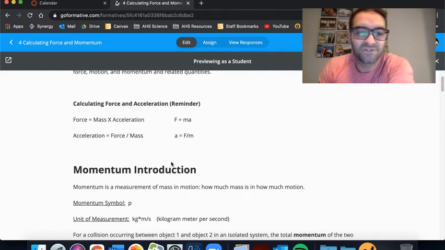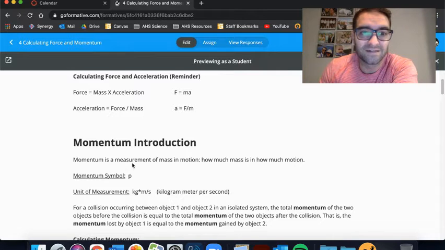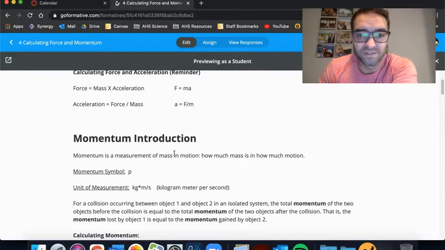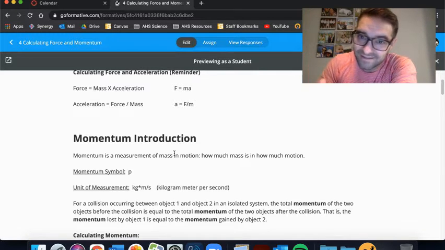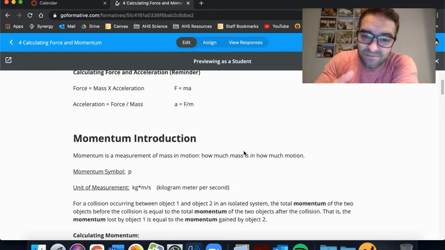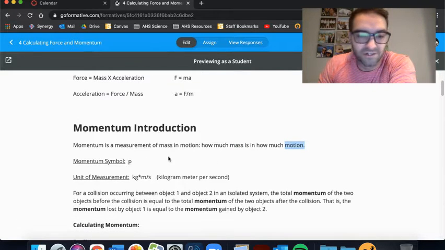So then a little bit of an introduction to momentum. So momentum is the measurement of mass in motion. And so, really, what it's saying is how much mass is in how much motion. And so, the more mass going a certain speed has a certain amount of momentum. If it's less mass going the same speed, then it's going to have less momentum because it's really a combination of mass and motion.